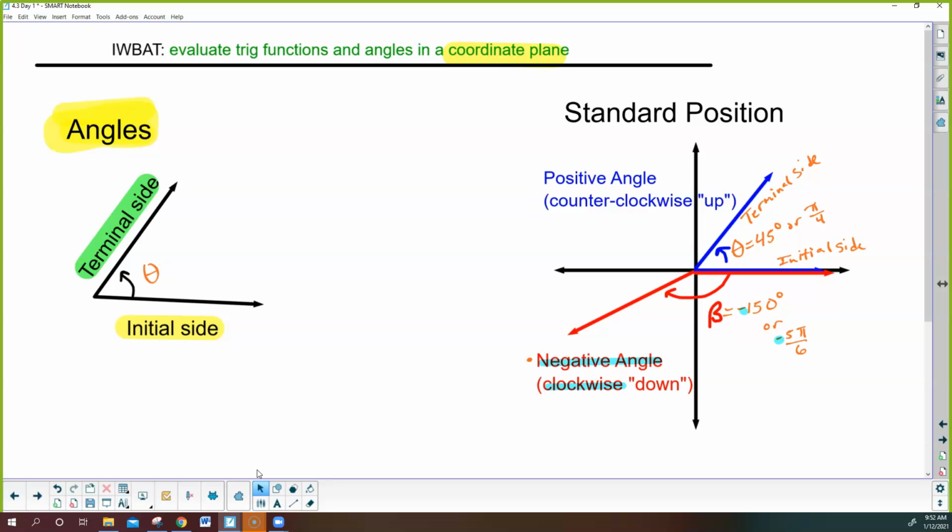Now, what's important about this is not just where the terminal side ends up, but that we're going to start drawing triangles in here. And we're going to be looking not at the big angle all the time, but at the small angle that's formed between the terminal side and the x-axis. And that's called a reference angle.